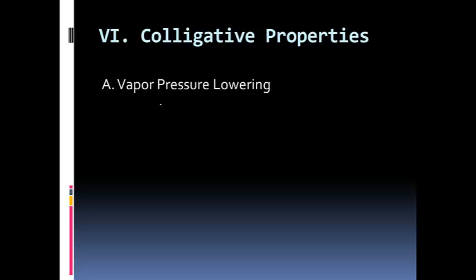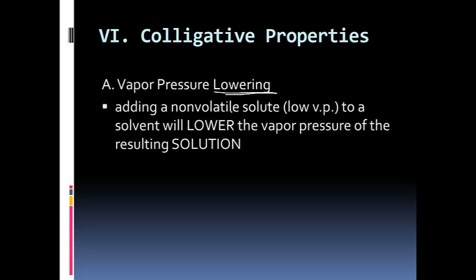The first one is vapor pressure lowering. So vapor pressure will be affected by a solute, and how much it gets changed depends on how much you put into the solution. If you add a non-volatile solute, non-volatile means has low vapor pressure, so it won't evaporate, when you add it to the solvent, it lowers the vapor pressure of the resulting solution.